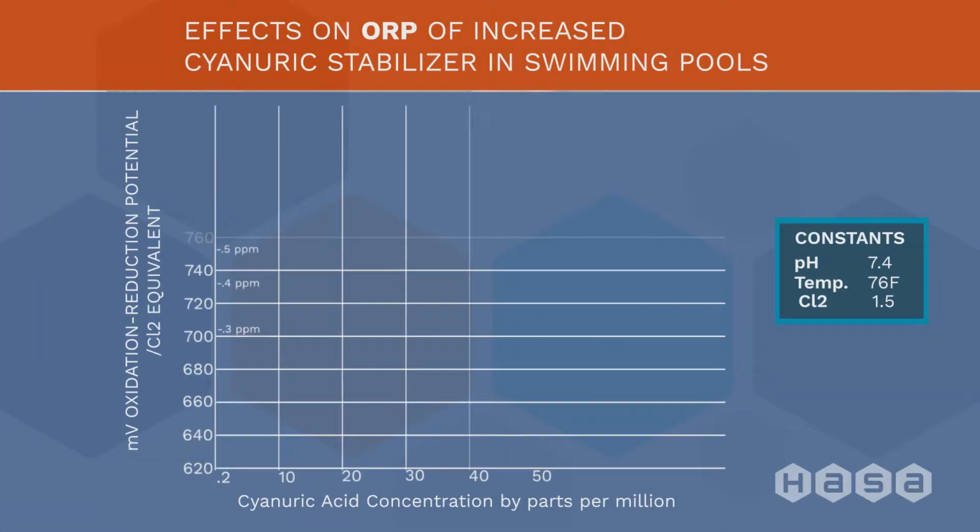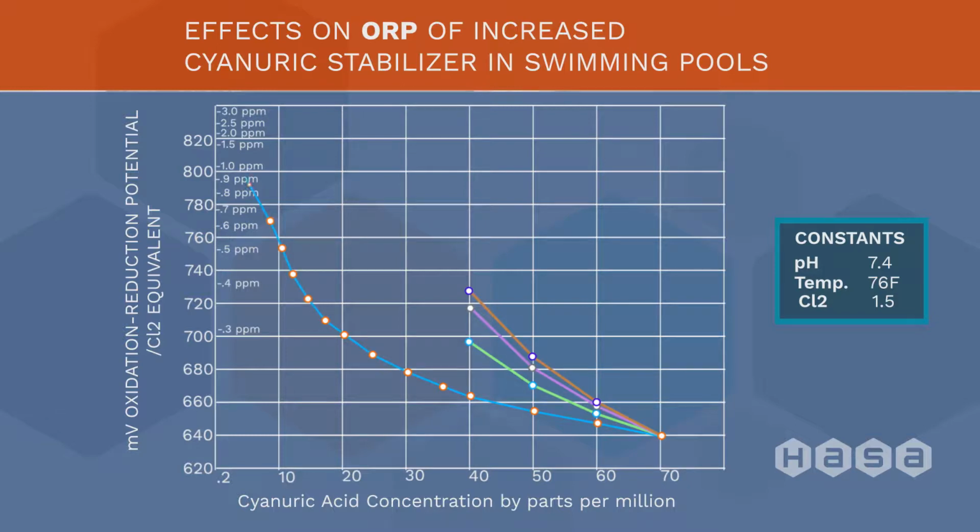This is a chart that represents oxidation reduction potential, known as ORP, in millivolts, and the CYA level. As you increase the levels of CYA, you decrease the level of ORP. It looks something like this. Adding CYA dramatically lowers your ORP at the beginning of the chart, and chlorine effectiveness goes down as CYA levels begin to rise.